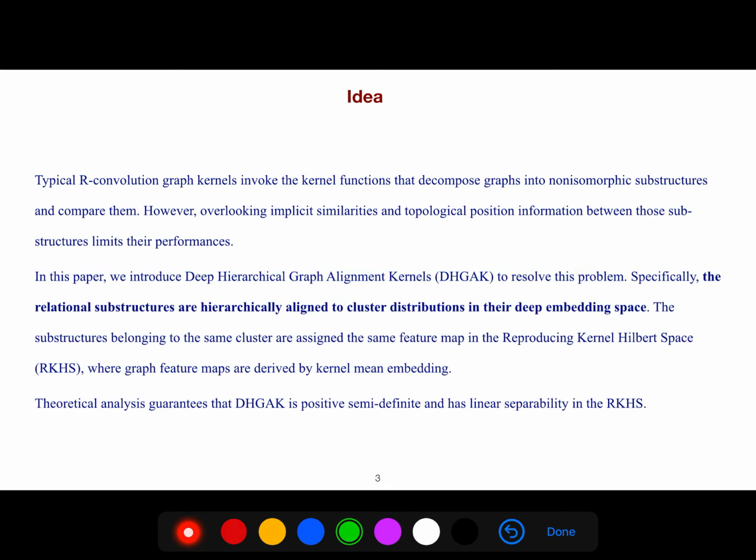Specifically, the relational substructures are hierarchically aligned to cluster distributions in their deep embedding space. The substructures belonging to the same cluster are assigned the same feature map in their reproducing kernel Hilbert space, where graph feature maps are derived by kernel mean embedding.